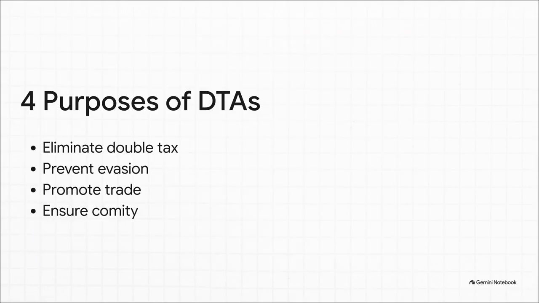Think of these as the why behind the law. You've got to memorize these 4 pillars right now. Eliminate double taxation, prevent fiscal evasion, promote mutual trade and investment, and accord fair and equitable tax treatment, which we call comity. Every complex tax treaty rule you're going to encounter exists solely to execute one of these specific goals.